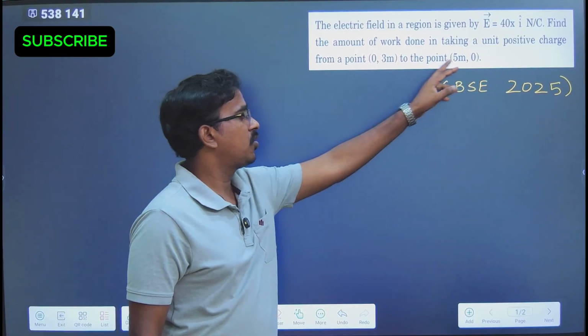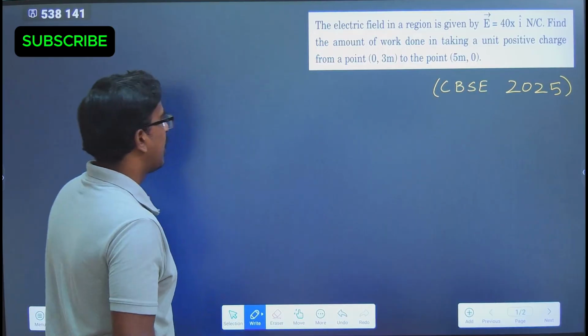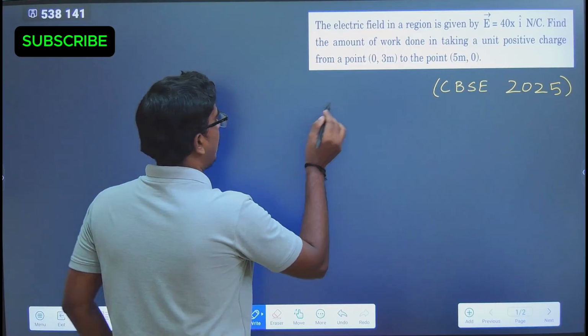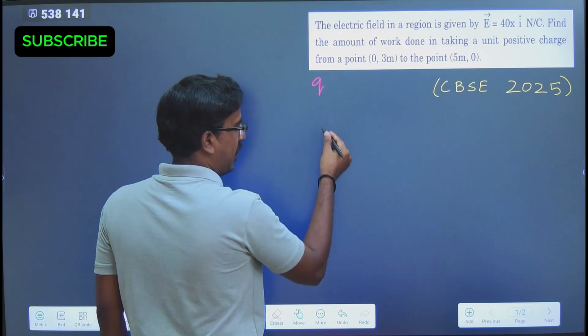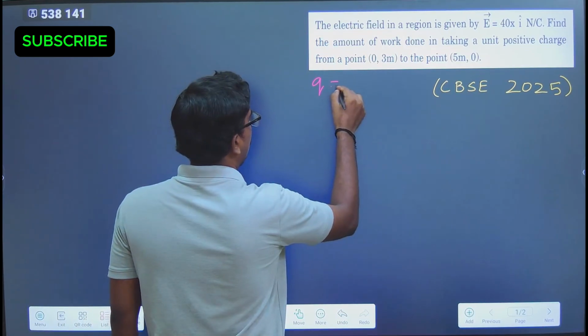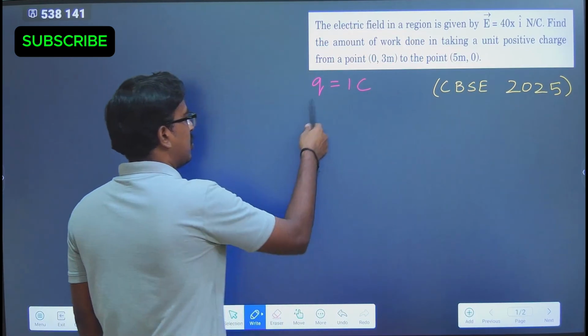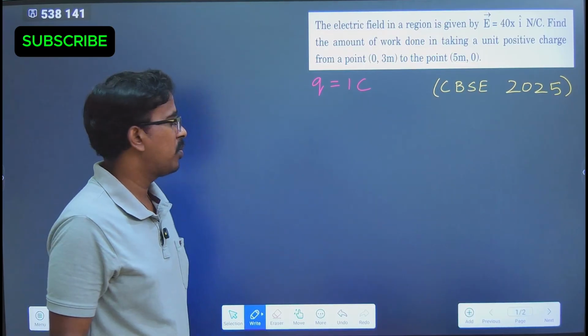point (0, 3) to (5, 0), they have given. Now they have given an electric field, and they are asking to move a unit positive charge. So unit positive charge always means what value? So Q value will be equal to what? 1 coulomb we can take. So Q is equal to 1 coulomb positive charge.